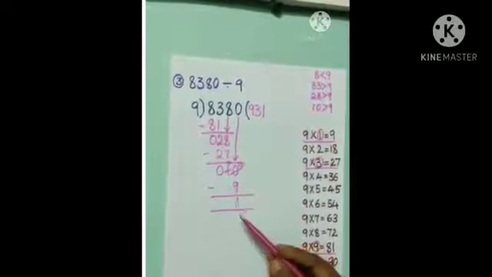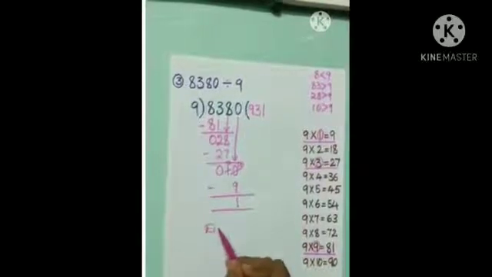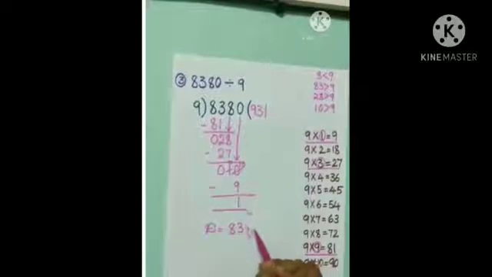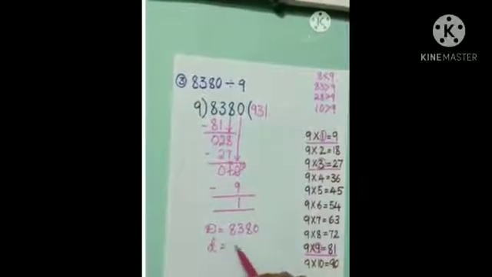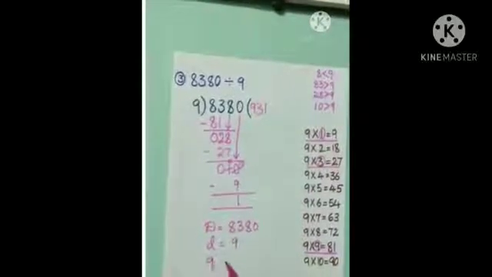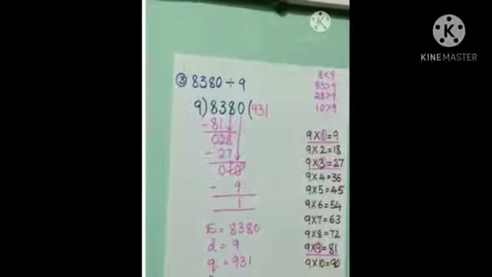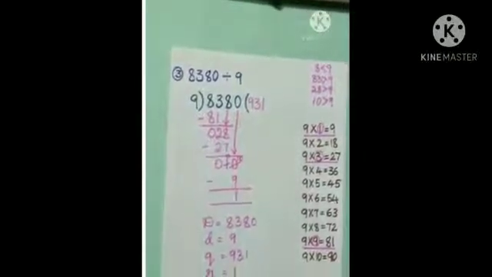Now let us write the terms. Dividend is equal to 8380. Divisor is equal to 9. Quotient is equal to 931. And remainder is equal to 1.